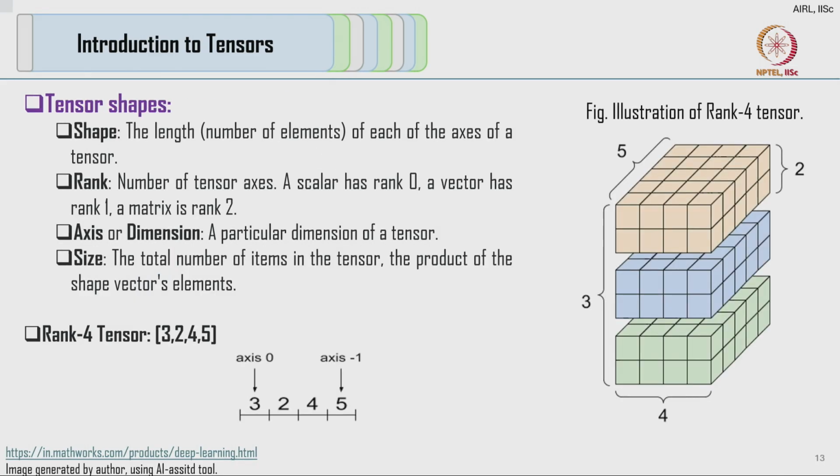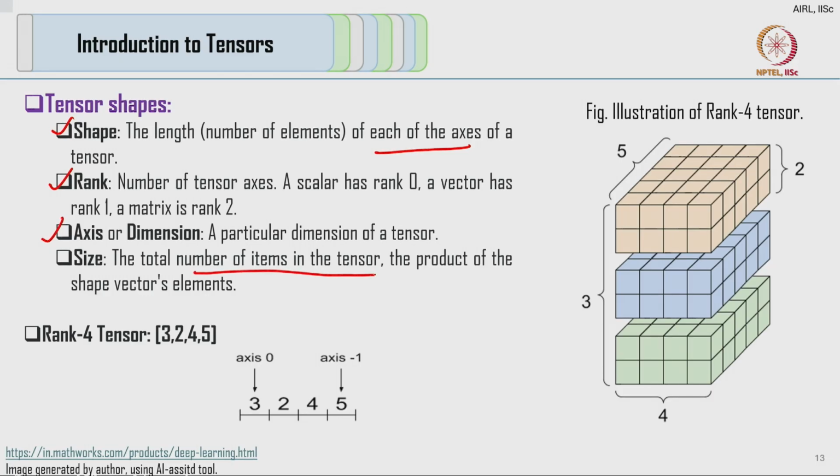Okay. Now let us take a look at some formal definitions. When we are dealing with tensor shapes, some of these names are: shape essentially means the length or the number of elements in a particular axis, right. Rank is essentially the number of tensor axes. We saw some of the examples in previous slides. The axis is essentially the particular dimension of the tensor. And lastly, we have the size, which is essentially the total number of items in the tensor, right.